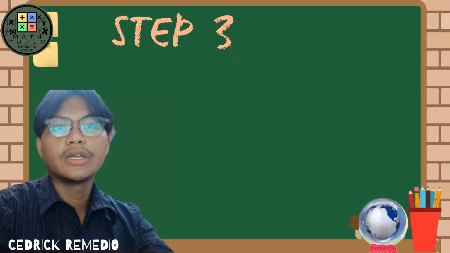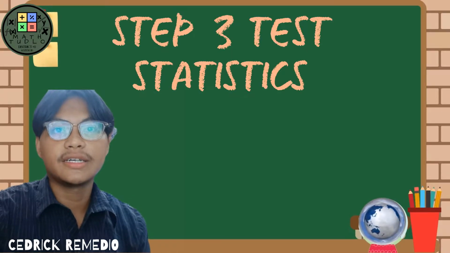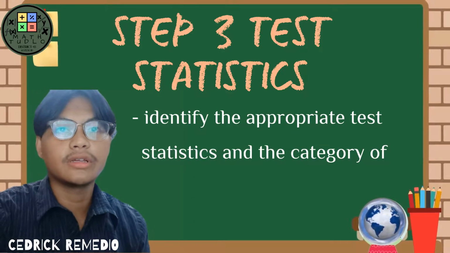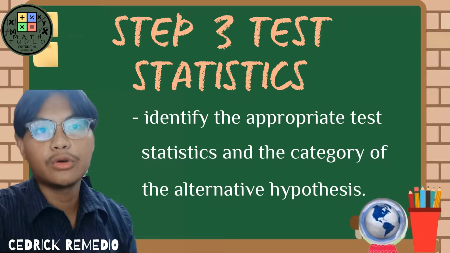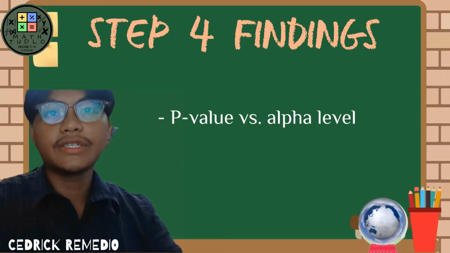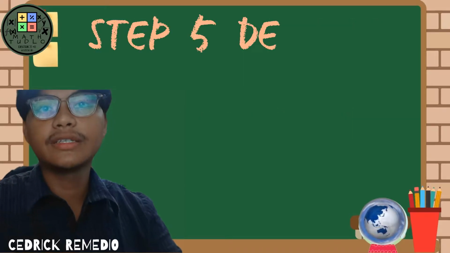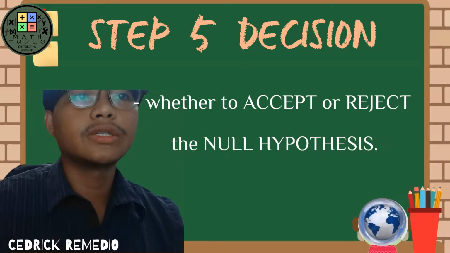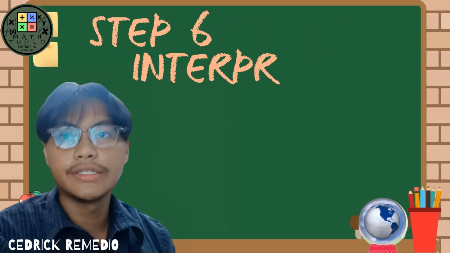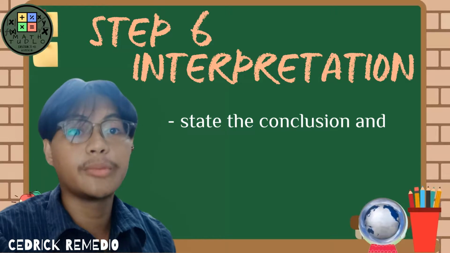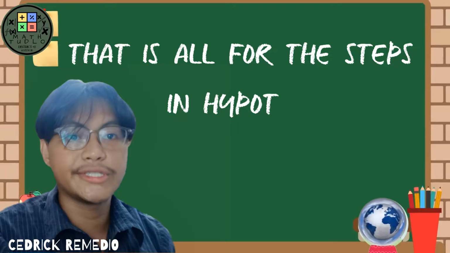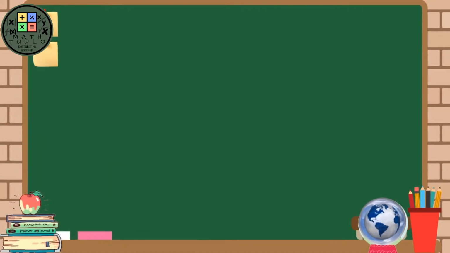Step 3. Test the statistics. Identify the appropriate test statistic and category of the alternative hypotheses. Step 4. Findings. P-value versus alpha level. Step 5. Decision. Whether to accept or reject the null hypothesis. And the last step is step 6. Interpretation. State the conclusion and implication of the study. So that's all the steps in hypothesis testing. Thank you.